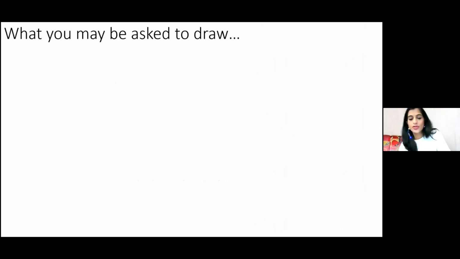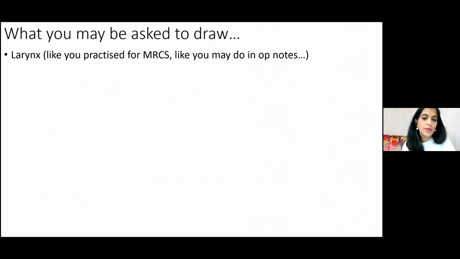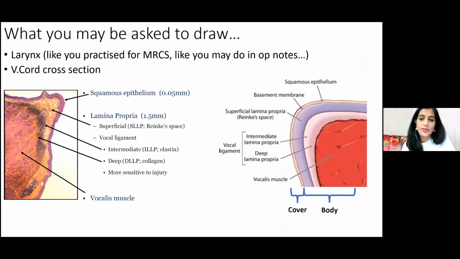What might you be asked to draw in the Viva? I don't know if they still do drawings actually in the COVID Viva, but obviously you may be asked to draw a larynx like you do in op notes, or you may have done for your MRCS. And you may also be asked to draw the cross section of the vocal cords, demonstrating the vocalis muscle, the parts of the vocal ligament, intermediate and deep lamina propria, and the superficial lamina propria, highlighting Reinke's space, basement membrane, and the squamous epithelium.